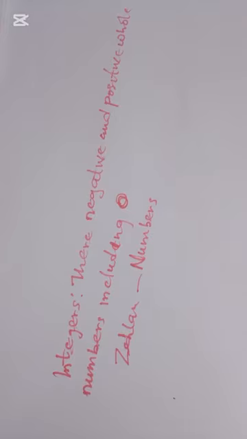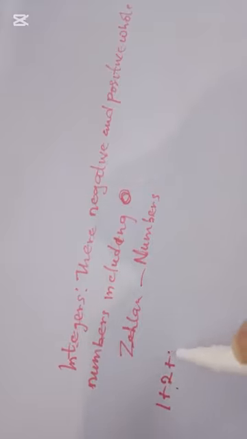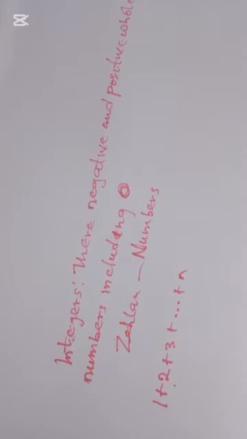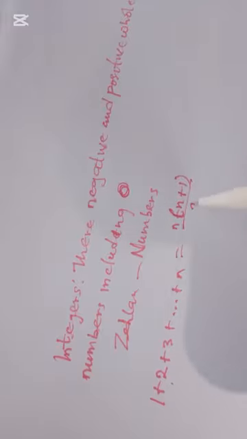Okay. Now, if we're having 1 plus 2 plus 3 plus dot dot dot plus n, this is what we call a series. Assuming you want to find the sum of the first n of these integers, this is given as n into bracket n plus 1 over 2.